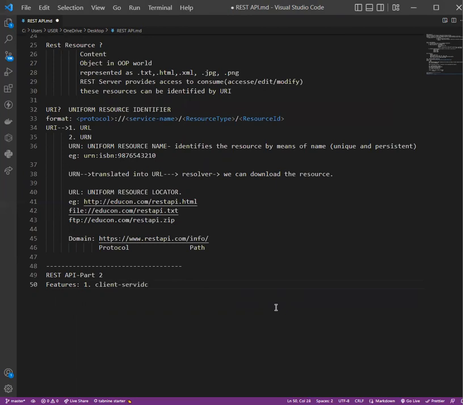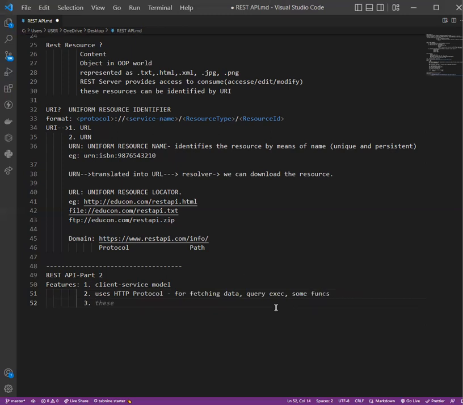The next one is that, as I have discussed in my previous video, this RESTful web service mainly uses the web protocol, which is the HTTP protocol, for fetching data or resources, or for any functions or query executions.